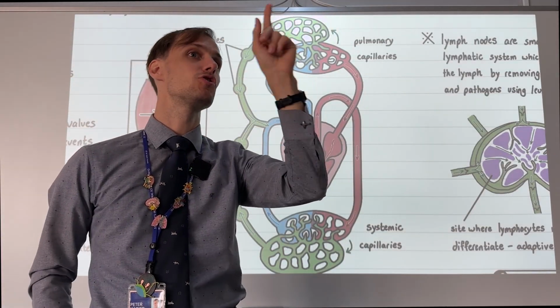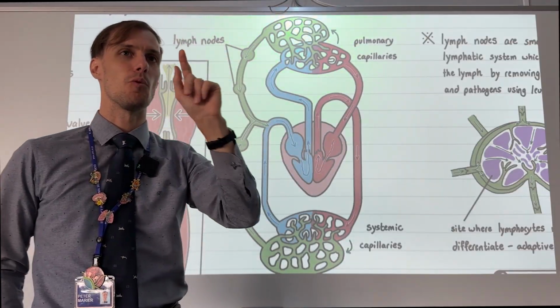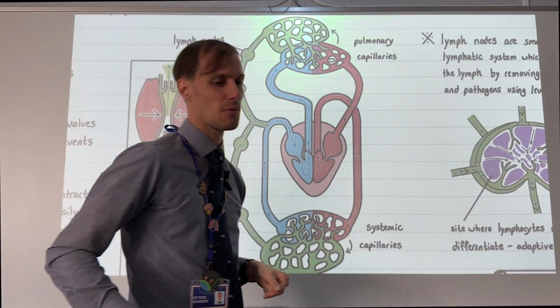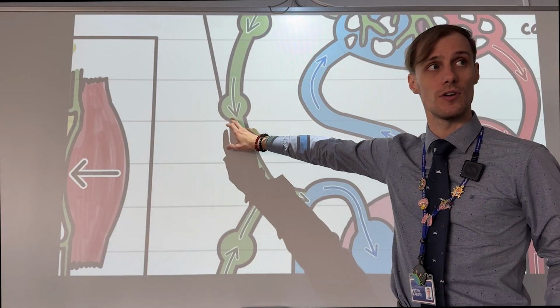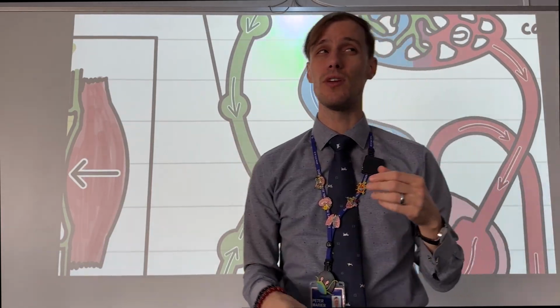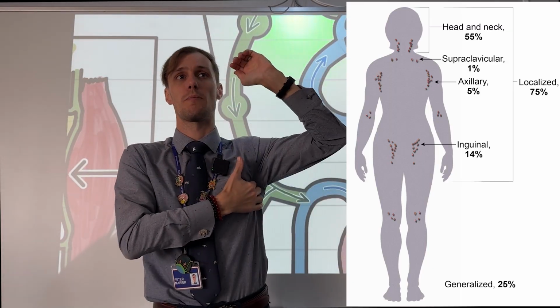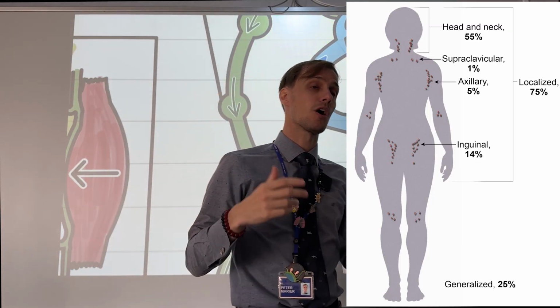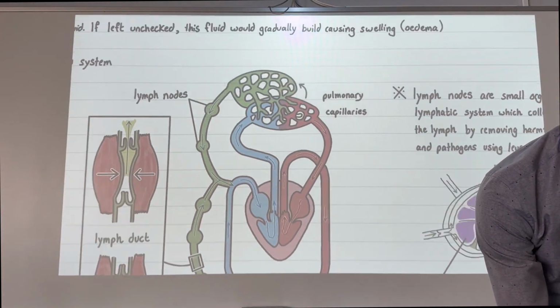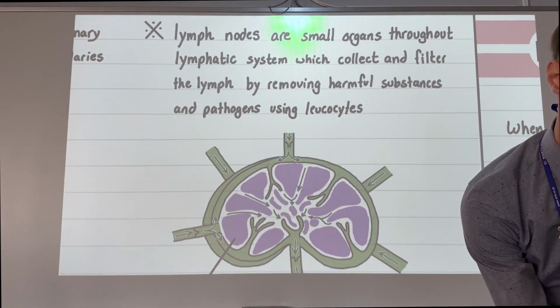However, there are a few stops before it does that. It won't return it directly first. It will pass through these nodes called lymph nodes, which in fact you can probably feel. If you feel under your armpits, you feel little bumps. If you feel here, you feel little bumps. Those are lymph nodes. So what exactly is a lymph node?